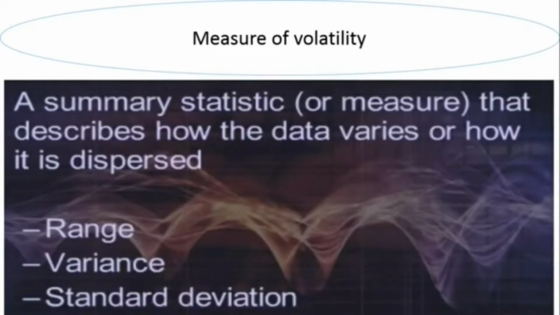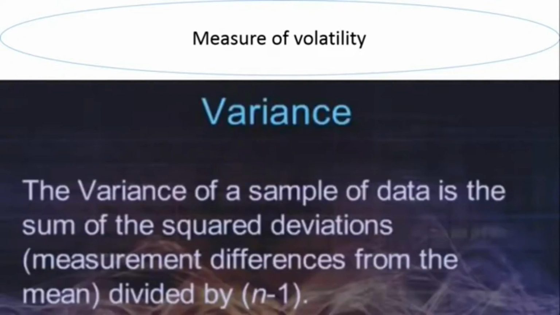So after the measures of central tendency, we can look at the measures of volatility, a summary statistic or measure that describes how the data vary or how it is dispersed. We have the range, the variance, and the standard deviation to measure volatility. The range of a set of measurements is the difference between the largest and the smallest measurement. Variance is the sum of squared deviations. A deviation is the difference between every observation and the mean.